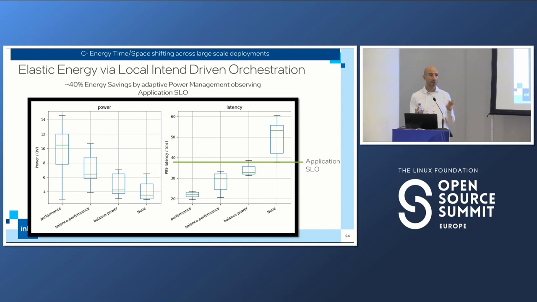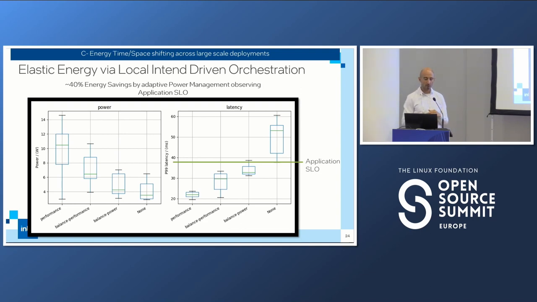So with this intent-driven orchestration, it's going to adapt the system to keep the application throughput as close as possible to the service level objective it has at runtime, but always trying to keep the resources at the minimum. And here what you can see is there are four bars, right? On the far left, I go full speed, I'm running in performance mode, I'm not doing any type of smart management on the power or the compute.